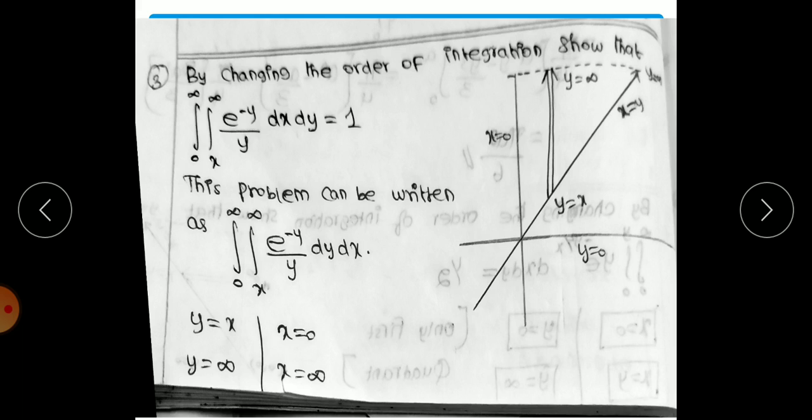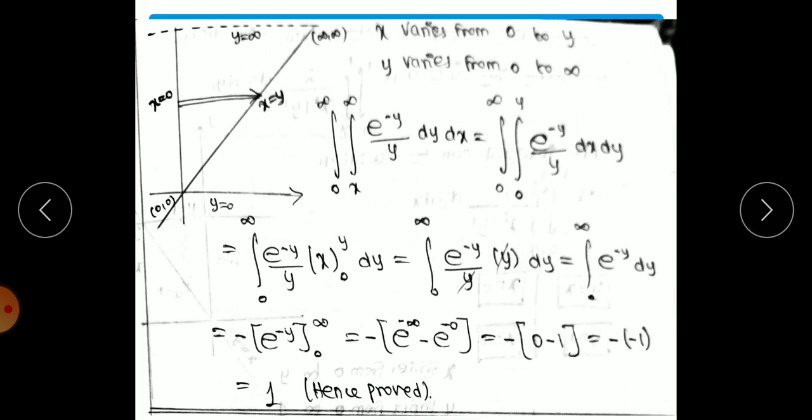Now, changing the order of integration, show that here also they have given the value 1. So this problem can be written as this one, dy dx. We are changing the order: y equal to x, y equal to infinity, and x equal to 0; see the diagram. So y varies from x to infinity, x from 0 to infinity. Now changing the order, x varies from 0 to y and y varies from 0 to infinity. See here, e power minus y dy.